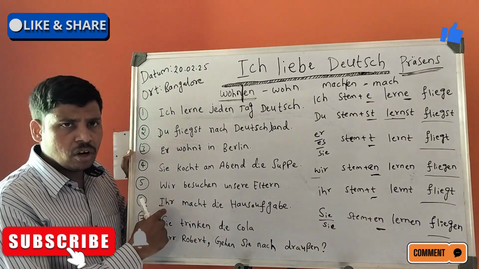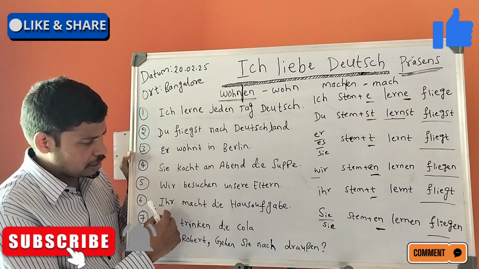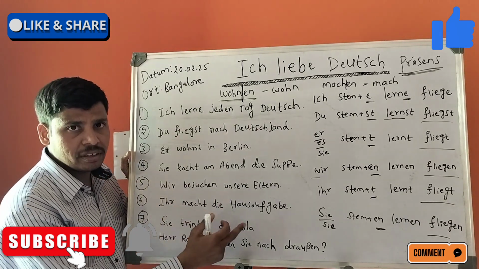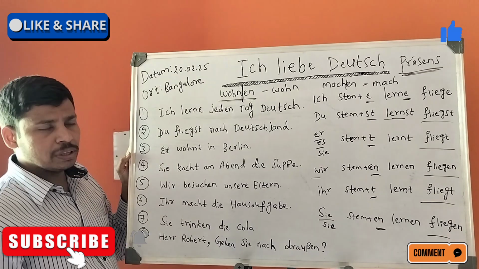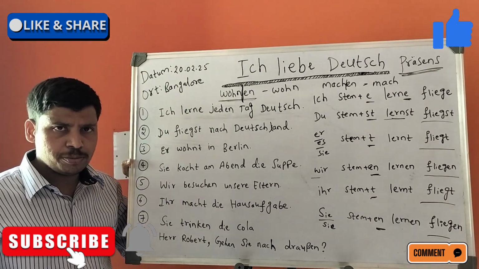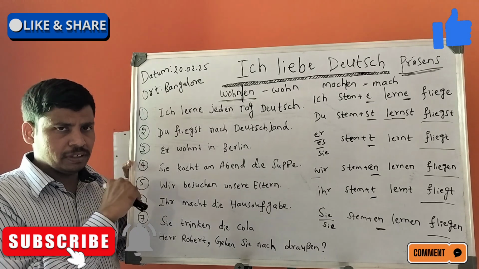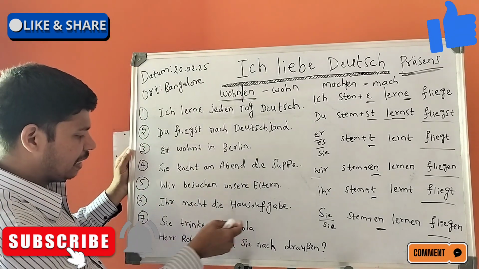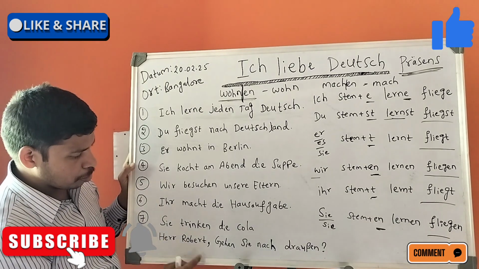And ihr always ends with t. Stem plus t. Ihr macht die Hausaufgabe. Sie trinken die Cola. They are drinking the cola. Of course, without context, one cannot translate. Like Ramesh and Suresh, Peter and Robert. If there are two people in the first sentence, then we can translate it as they.